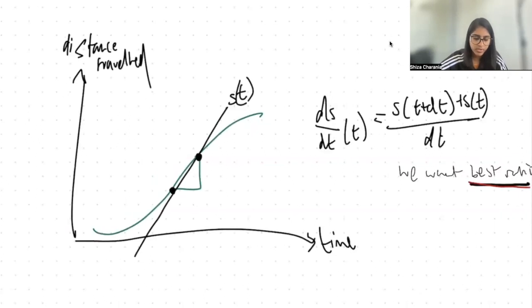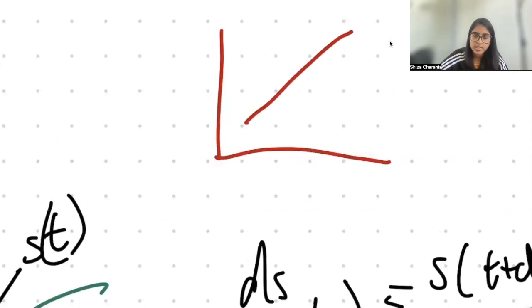So in order to do this, let's say we had a graph over here that I'm drawing, and this was the line, and this again was time and distance, whatever traveled. How would we find the slope of this? Because we want to find the rate of change, right? We want to find this ratio. How do we find the rate of change?